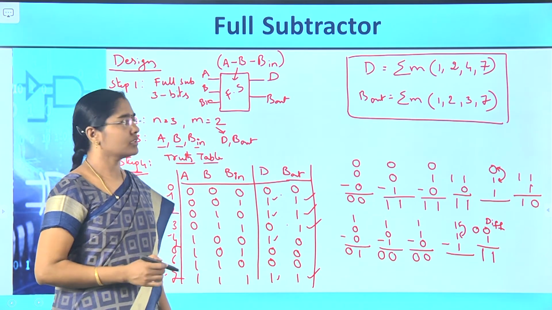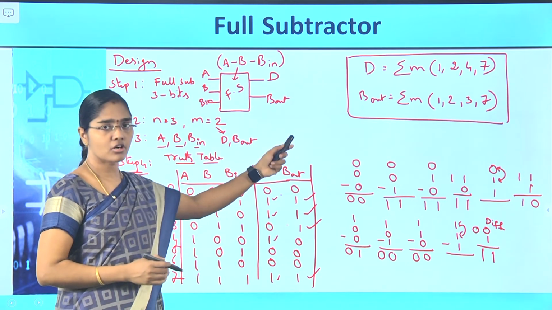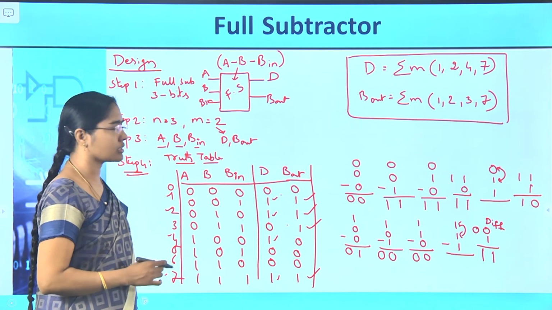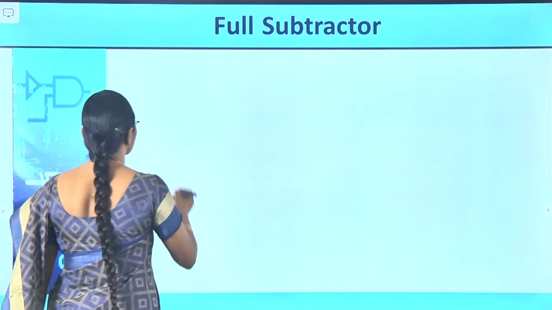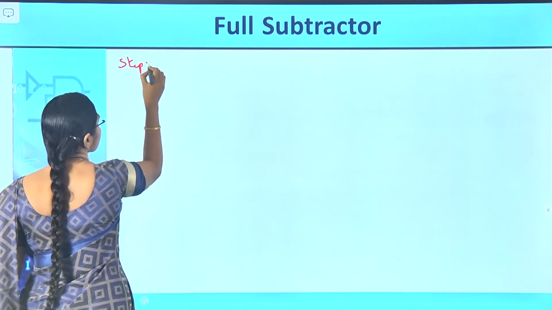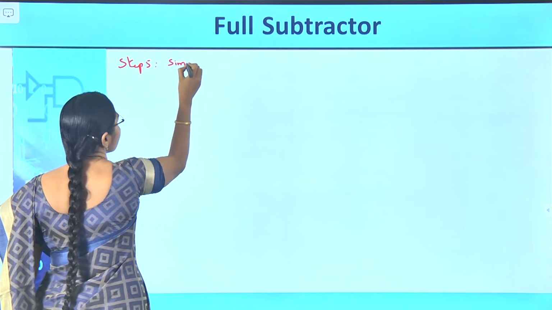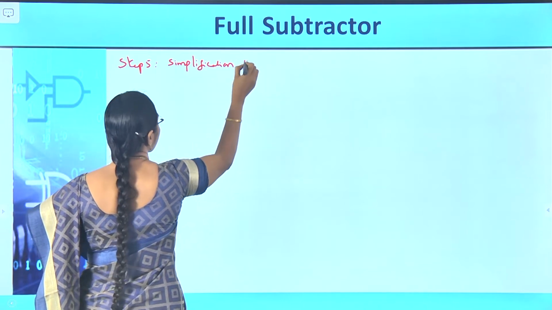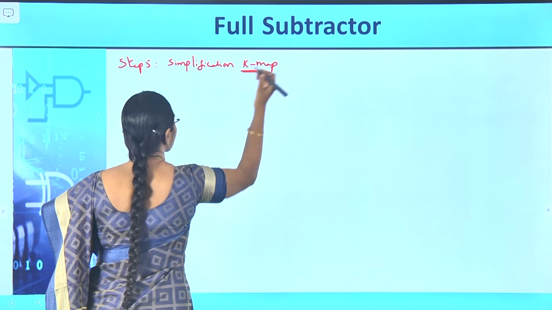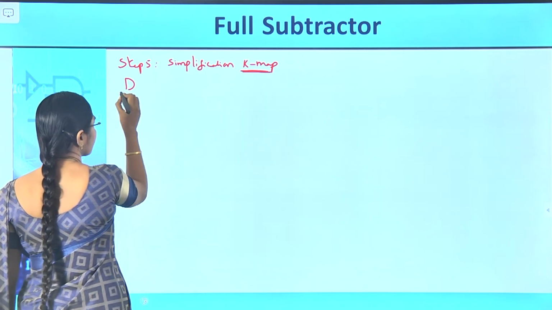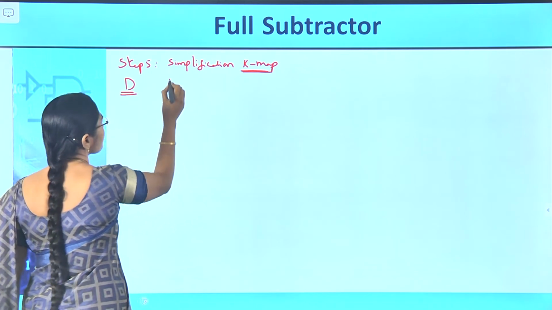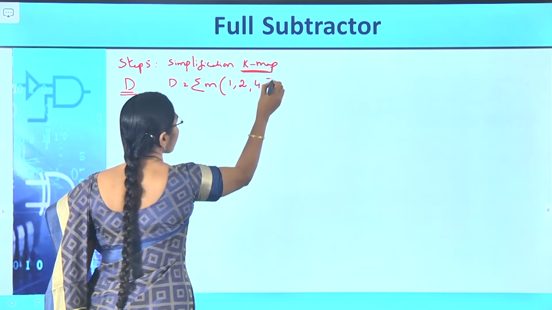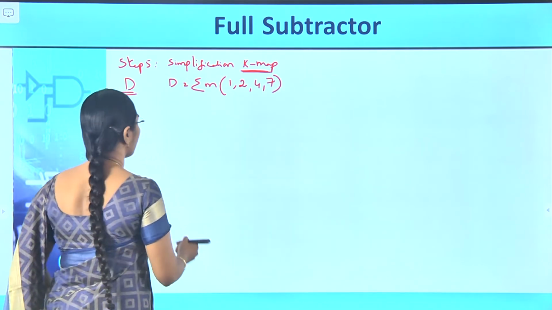Now let's check simplification of that difference and borrow out expressions. Get the Boolean expressions for the difference and borrow out. Next step, that is simplification. That is step 5. Step 5 is simplification using K-map. First, let us take the difference equation. What is the difference equation? Difference equation is sigma m of 1, 2, 4 and 7. We need to do the K-map simplification.